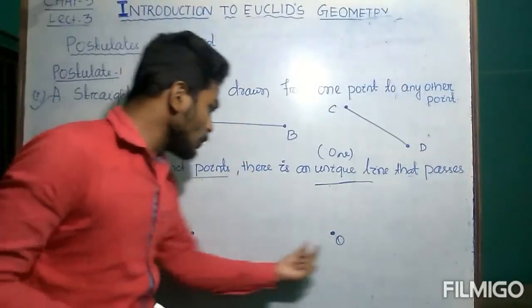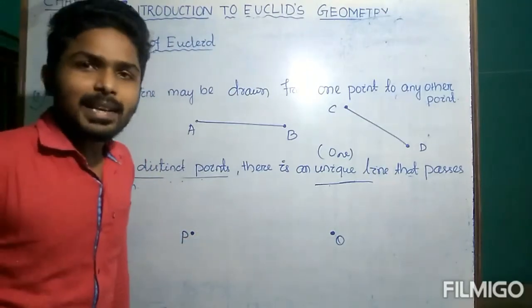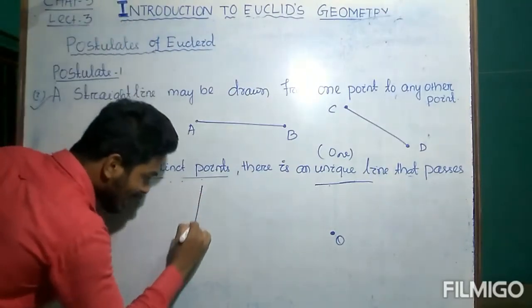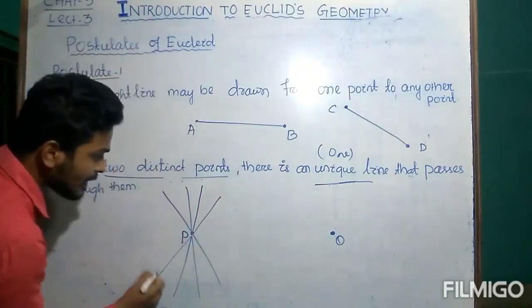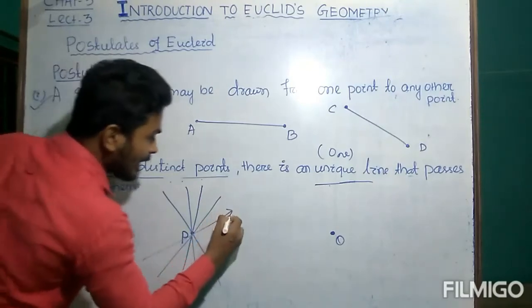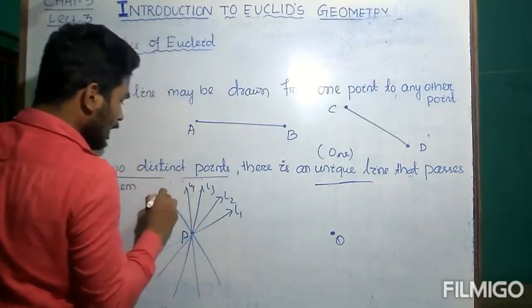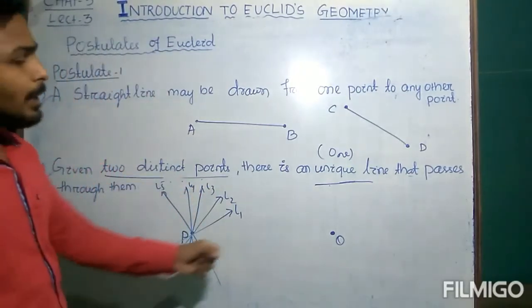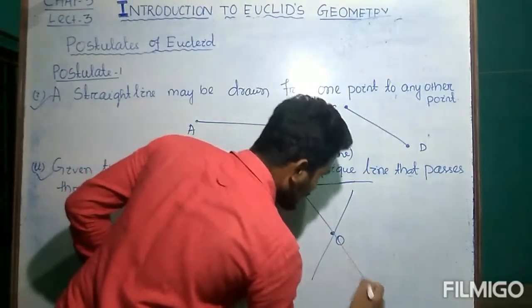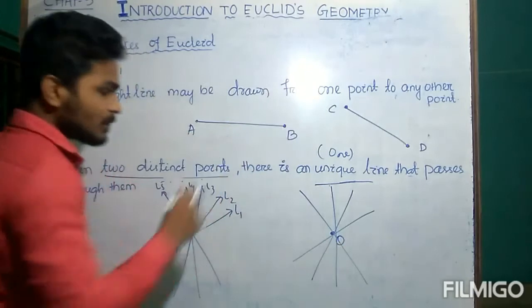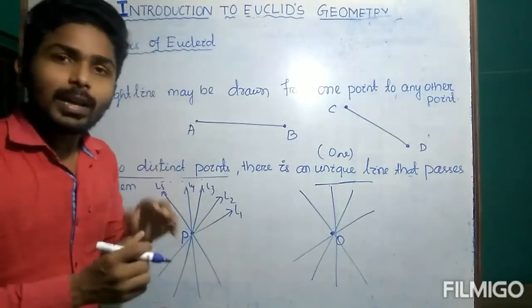Okay, see, there are 2 distinct points P and Q. Through a given point, how many straight lines can be drawn? See, through a given point you can draw an infinite number of straight lines, right? Like L1, L2, L3, L4, L5 and so on. Similarly, through this point you can draw an infinite number of straight lines like this.